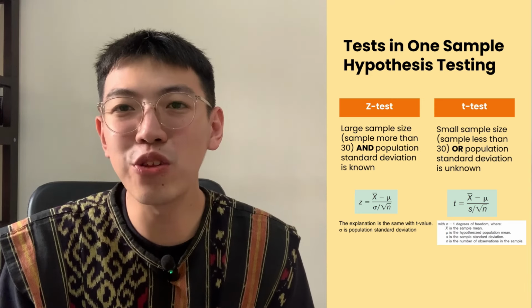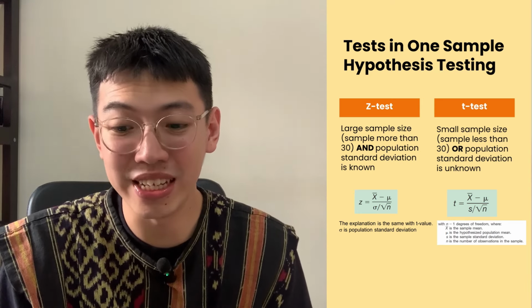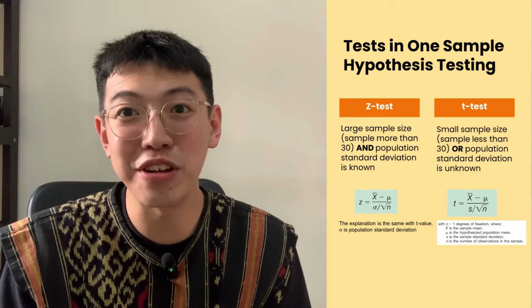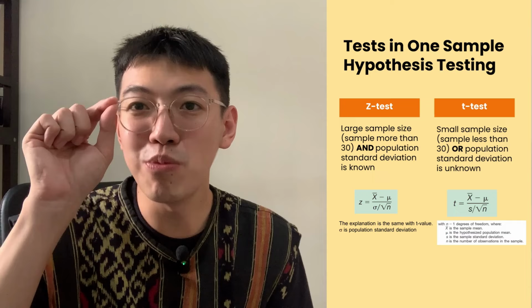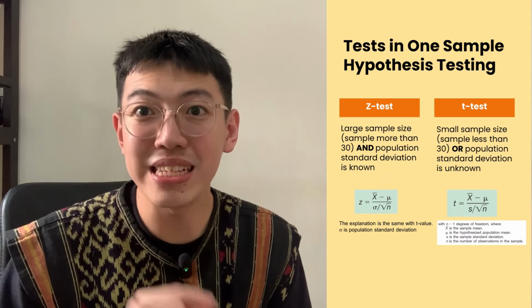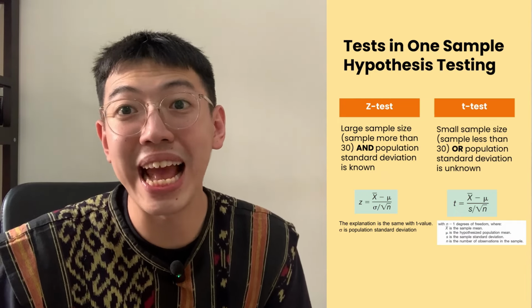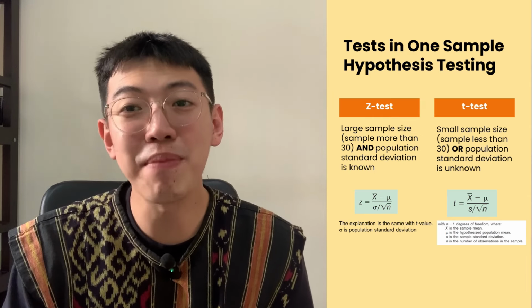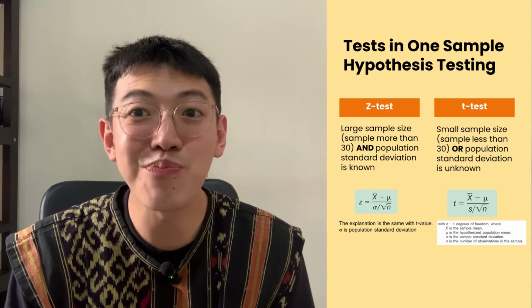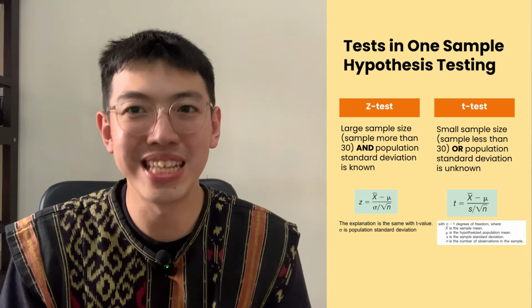This is the formula to find Z calculation. The X bar is the average of the sample, mu is the mean of the population, small sigma is the population standard deviation, and n is the number of sample. If one of the requirements I mentioned previously doesn't meet, we have to use T-test.